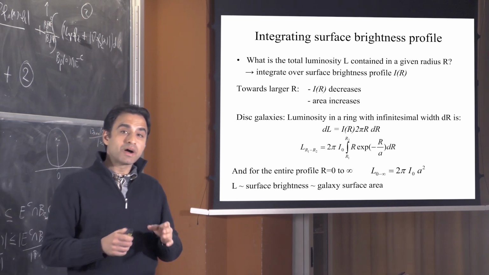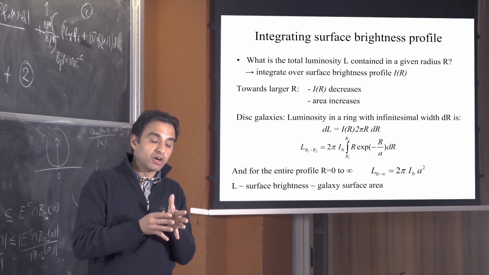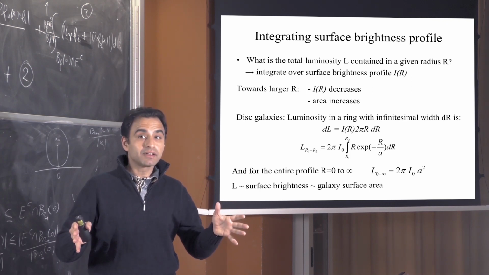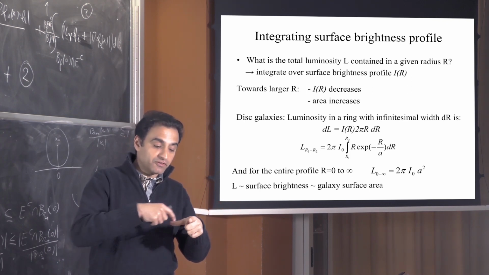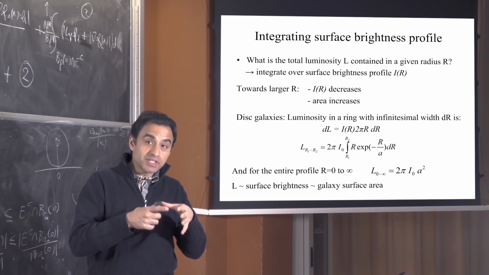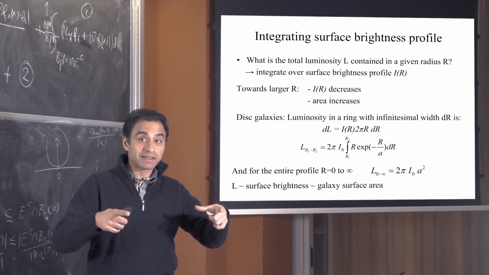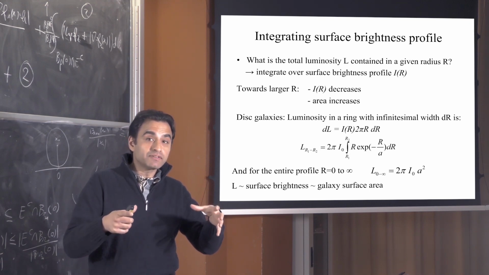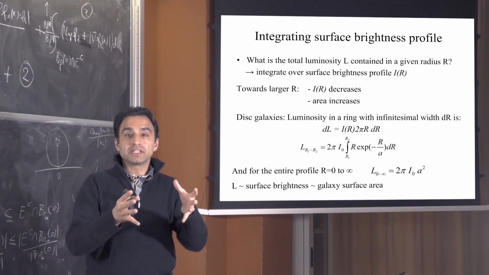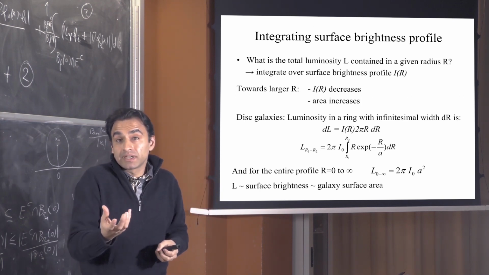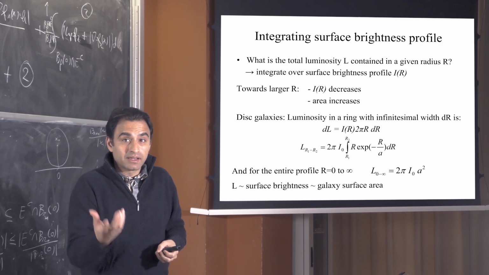As I said, once you have measured your intensity as a function of distance from the center, then for different isophotes, you can mathematically integrate your surface brightness and retrieve your total luminosity, the intrinsic luminosity of the galaxy. That is the physical quantity we are after at the end of the day.